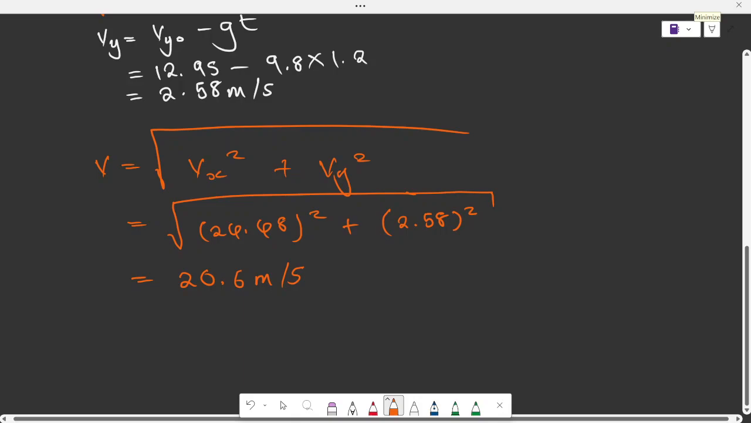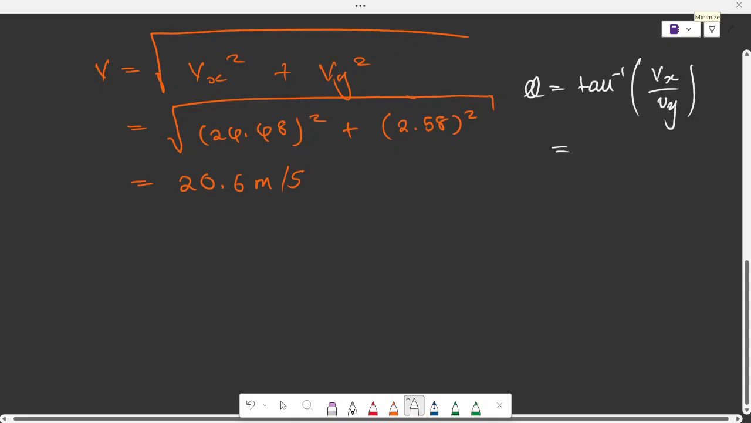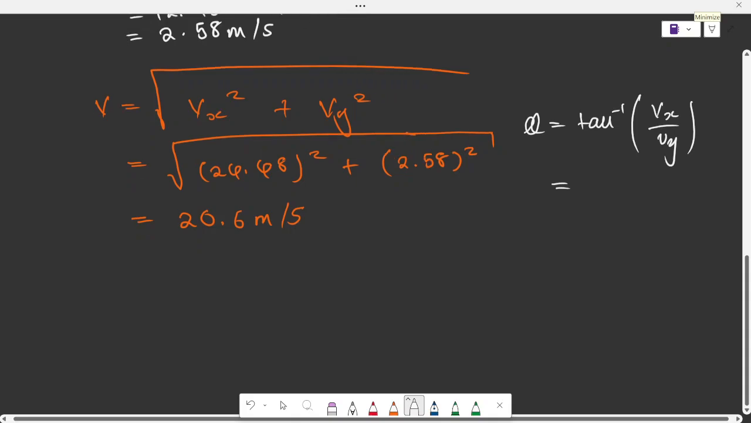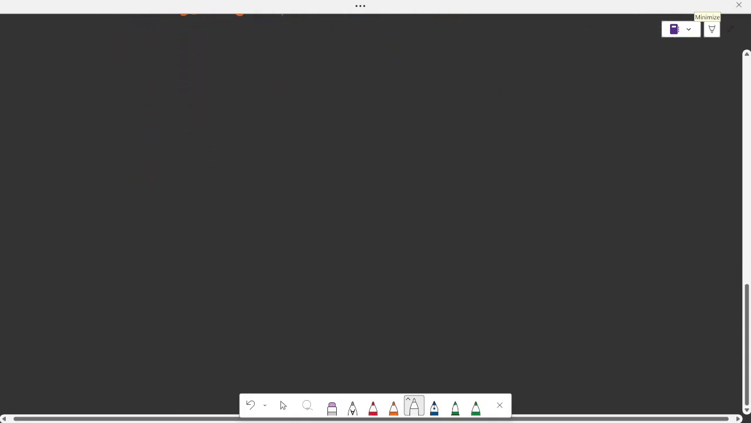Sometimes we may be even asked to find the angle, and to find the angle, we are just going to say the angle theta is equal to tan inverse of Vy over Vx, and we can get the answer. I'll leave this up to you, since I'm not sure whether in this question we were also asked to find the angle, but that's how we can find the angle.